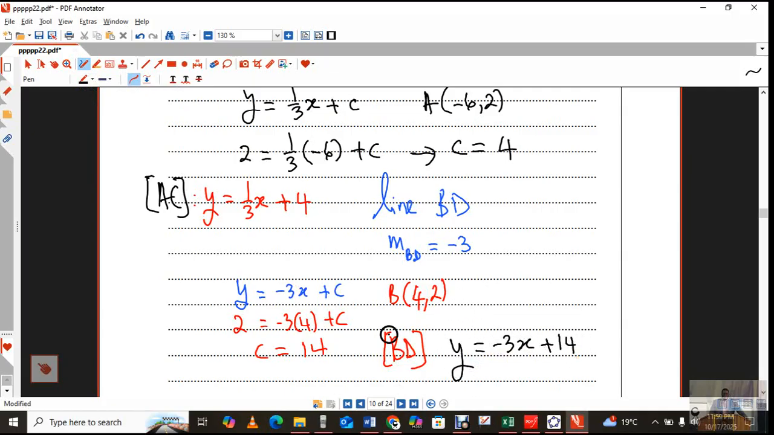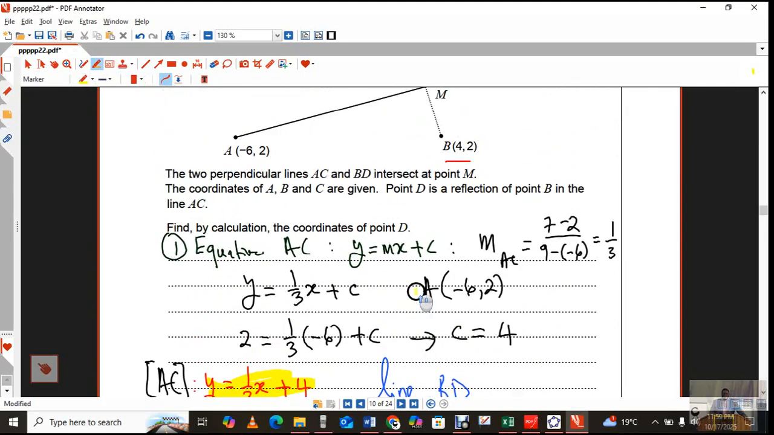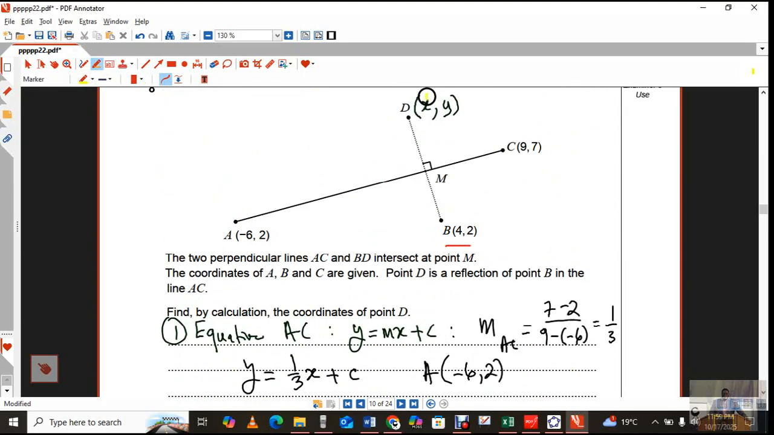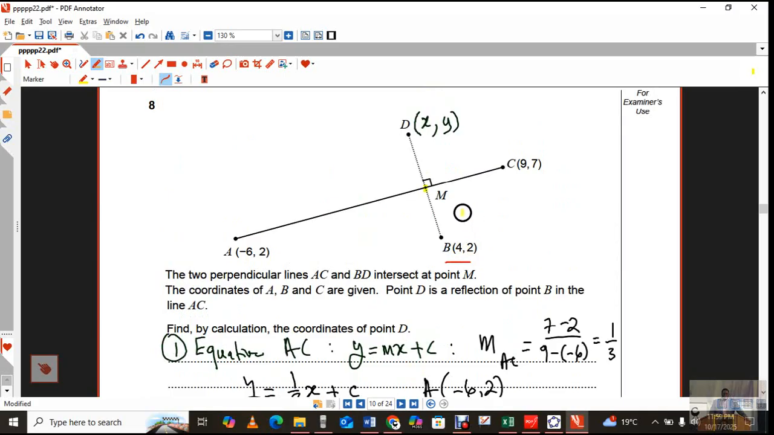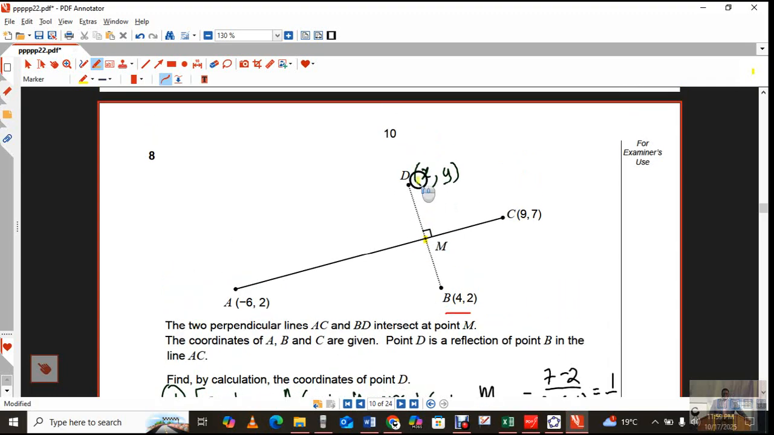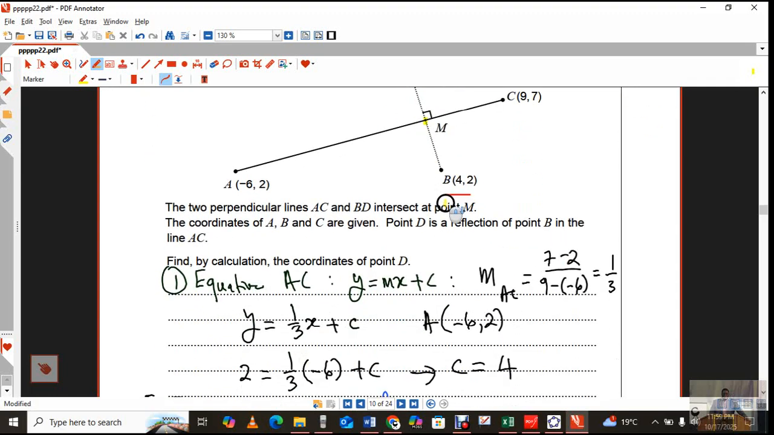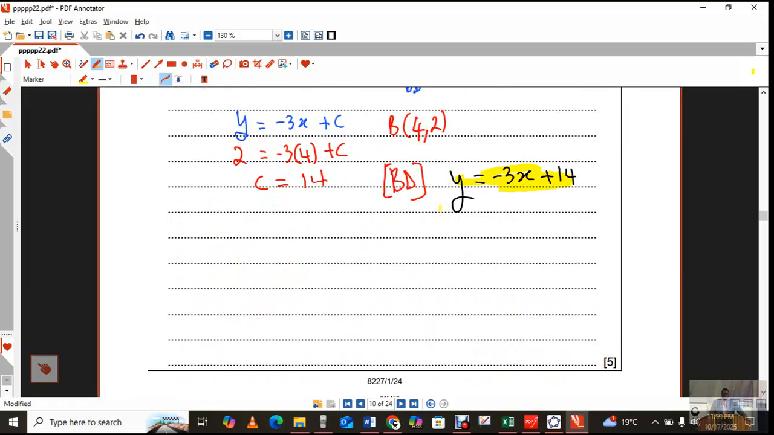These two lines, I'm going to equate them because they will give me the point where they intersect, which is going to be the point M. It can be the midpoint between the two, but really it gives the coordinates of M. Once I know the coordinates of M, I can definitely find the coordinates of D. Okay, right, so let's do that.